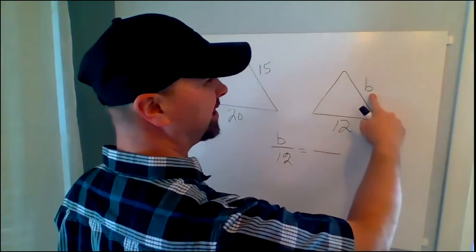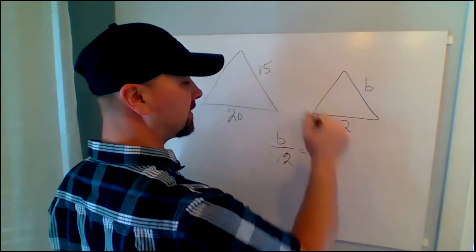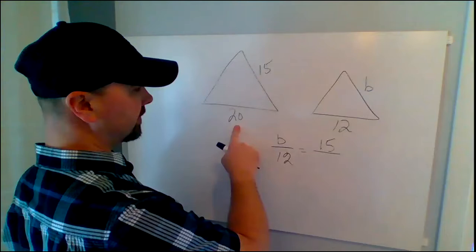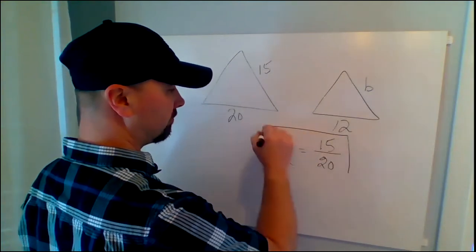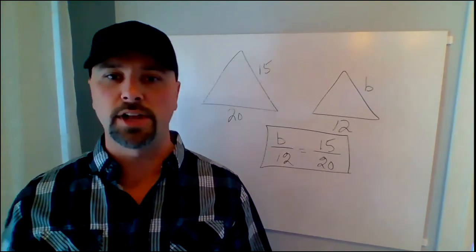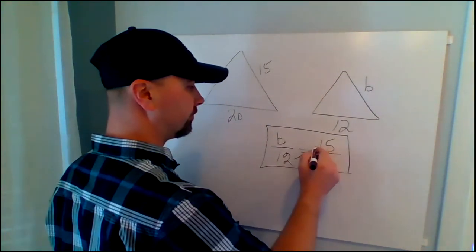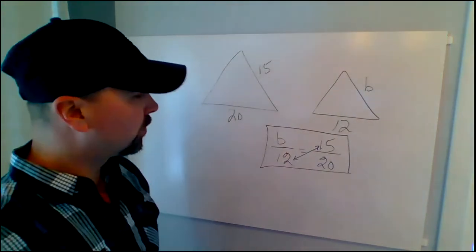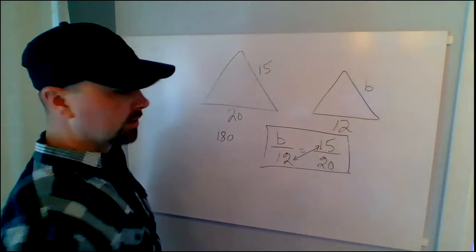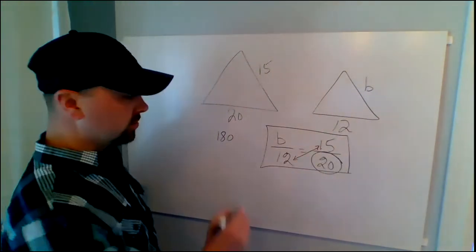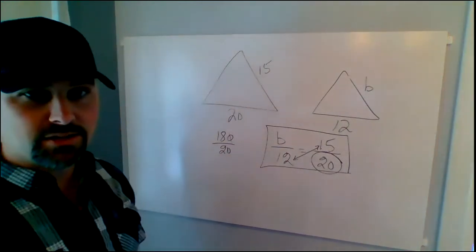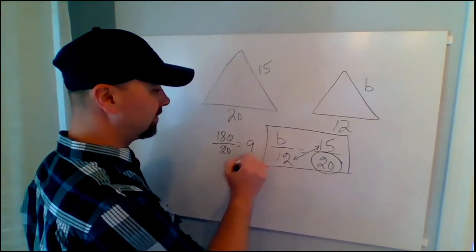So we're looking at B, we need to go to the other triangle and find the same side as B, which would be a 15. The same side as the 12 in the other triangle is a 20. So here's your proportion. Cross multiply and divide. Cross multiply. 12 times 15 is 180. Divide by the number you haven't used. 180 divided by 20, same as 18 divided by 2, which is 9.